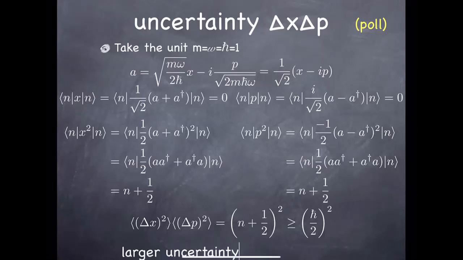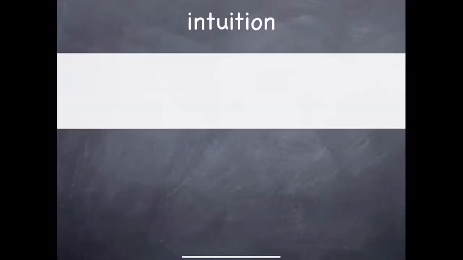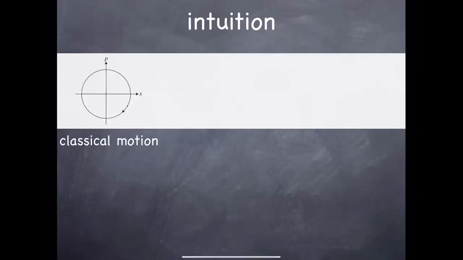Okay, so larger uncertainty for larger n is something I would personally be surprised by. But we get intuition on what's going on here. So if you think about the classical motion of a pendulum, what it does is this, right? Think about the x and p plane. A classical particle has very precisely defined x and p, you can know x and p with infinite precision at the same time. So it's just a point on this plane.